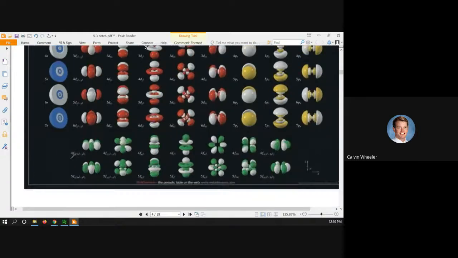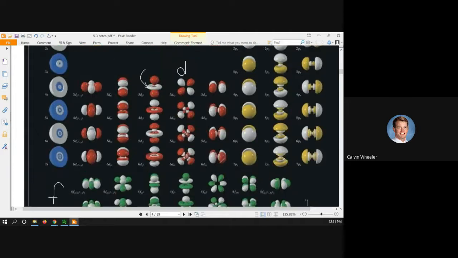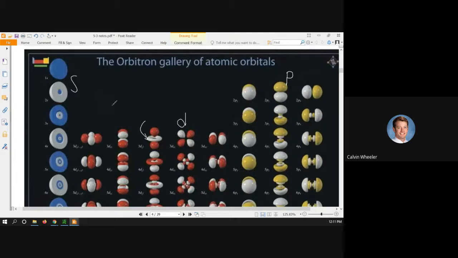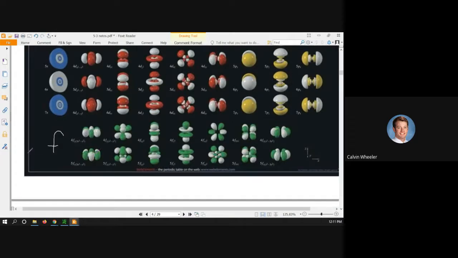And then down here are your F orbitals. Funky. They're freaky. There's a lot of stuff going on with these ones. These are the most complex shape. So the F is the most complex, followed by D, P, and then S is the most simple. Spheres, peanuts, double peanuts and donuts, funky.